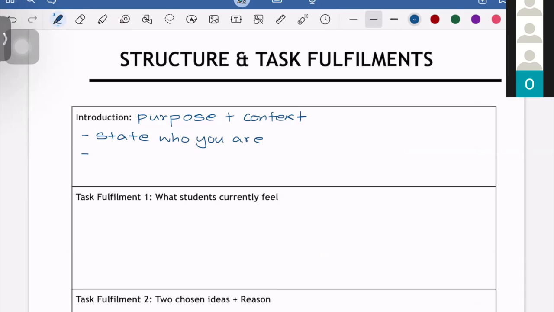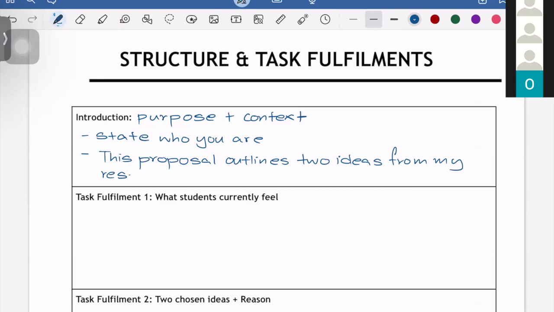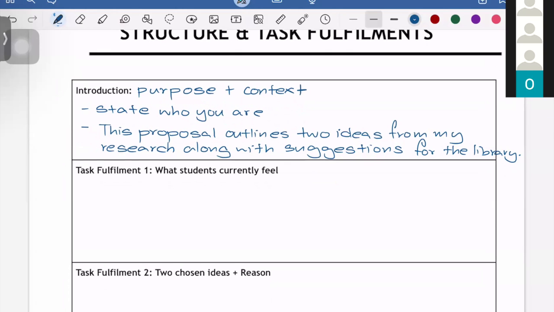So for example, you can start off with: this proposal outlines two ideas from my research along with suggestions. This is your brief sentence.